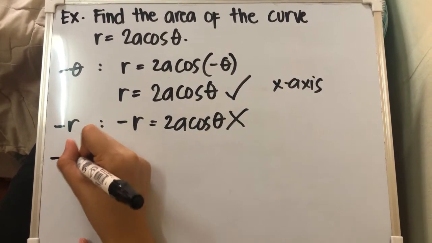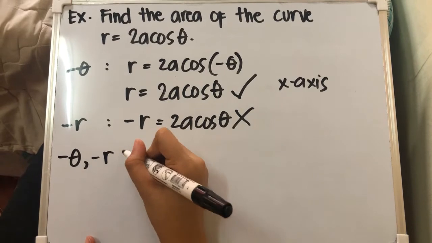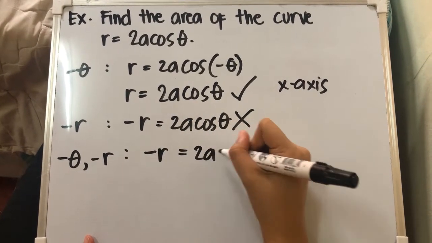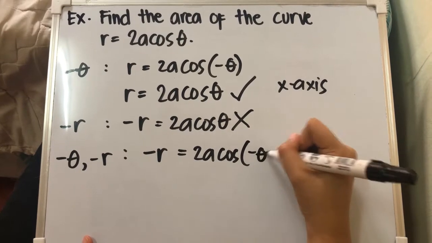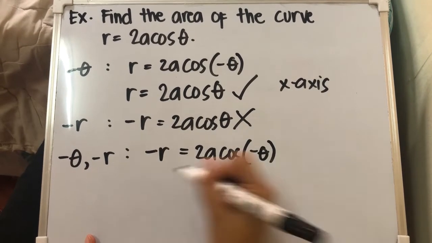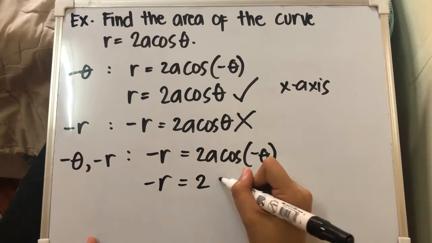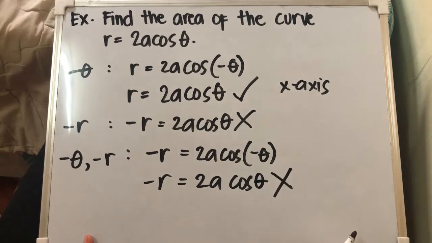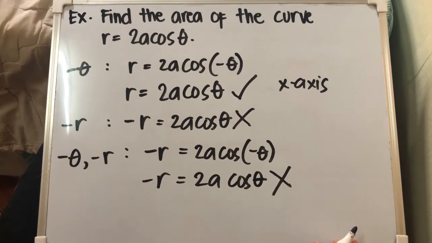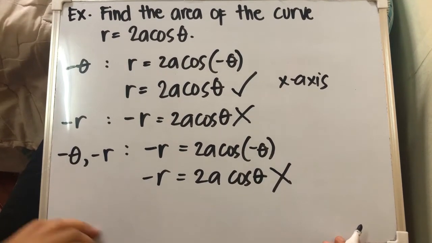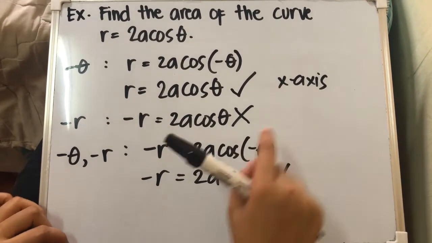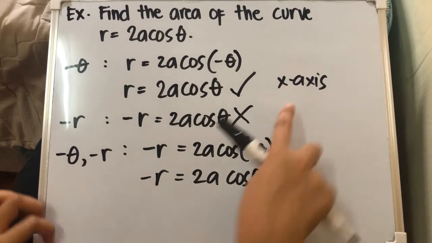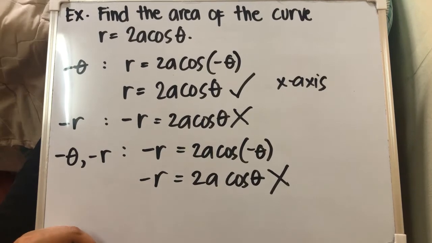And if we replace theta with negative theta and r with negative r, negative r is equal to 2a cos of negative theta, it will still result in negative r is equal to 2a cos theta, meaning it is not symmetric with respect to the y-axis. So we expect that our polar curve is symmetric to the x-axis or the polar axis.